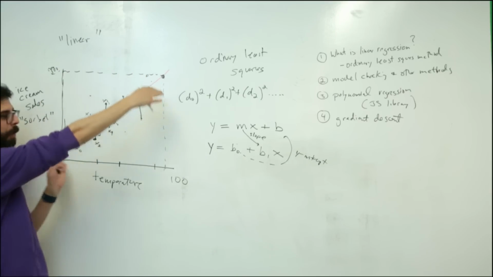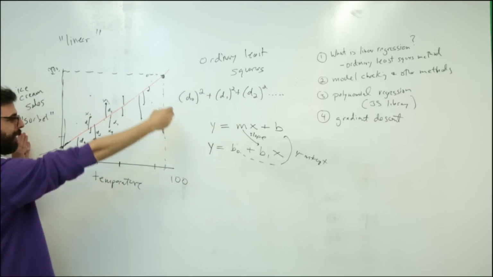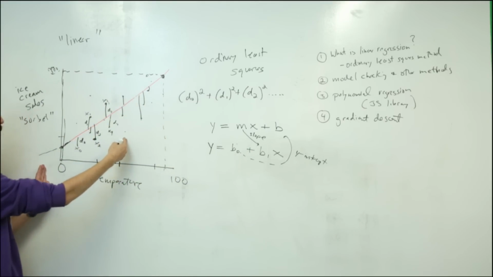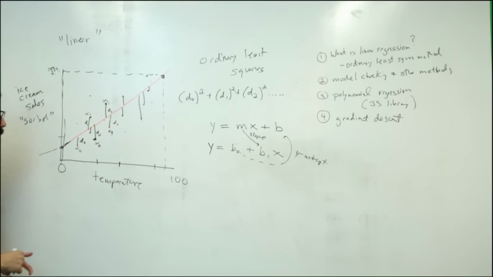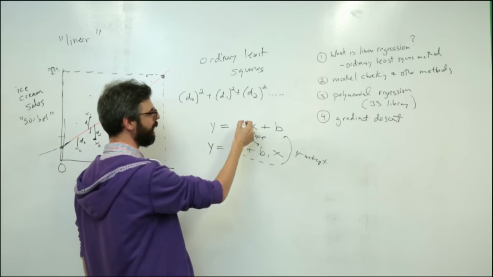So the slope, this m value, determines which way the line points, and the y-intercept is how high or low that line is relative to the x-axis. So all we need to do is calculate both m and b.